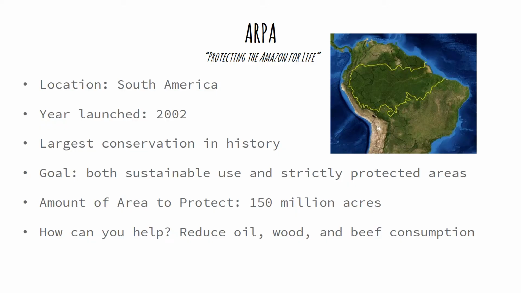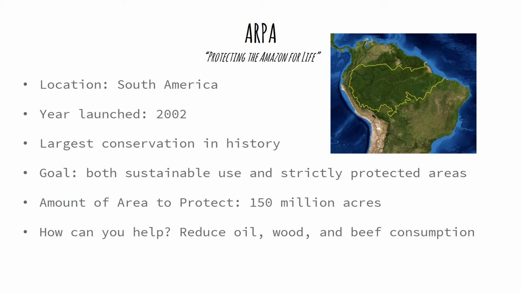The ARPA stands for the Amazon Region Protected Areas, and it's well known for protecting the Amazon for life. The Amazon is located in South America and is the world's largest tropical rainforest. The ARPA was launched in 2002 and is said to be the world's largest conservation effort in history. Its main goal is to protect 150 million acres of the rainforest and turn it into both sustainable use and strict protected areas. In just one decade, protection the size of California has been made.